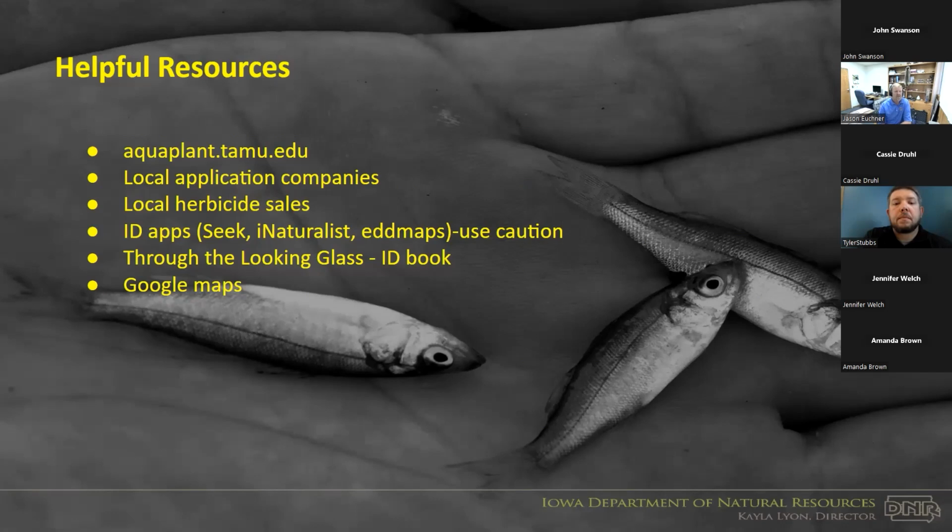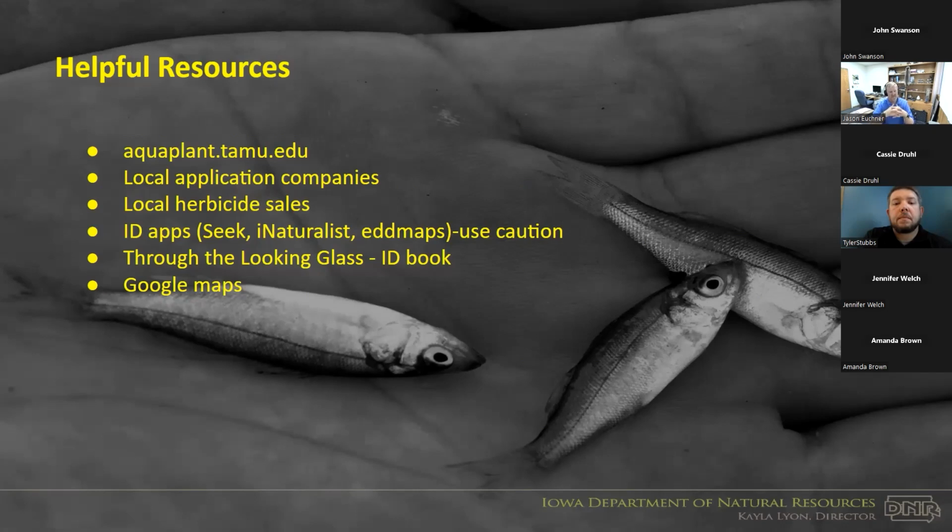Some of the ID apps I want you to use caution with. Some of their aquatic plant ID is not up to snuff, but they may be getting better as more people input pictures. But Seek, iNaturalist, and EDDMapS are a good place if you want to find some aquatic plant ID pictures. And the best ID book that we have available, that we use here in the DNR, is Through the Looking Glass. It's an ID book, I think published out of Wisconsin.